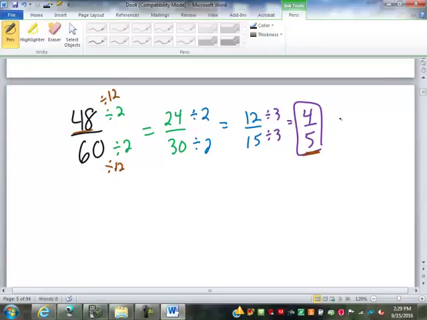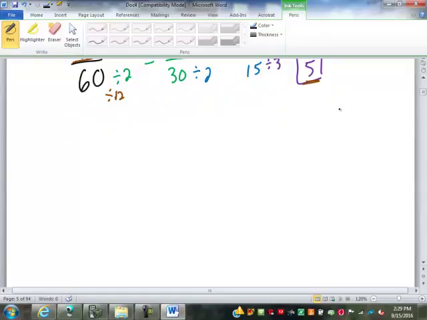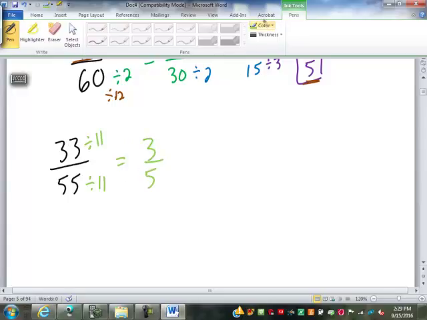as long as it divides both of them. So if we have something like 33/55, both of those can be divided by 11. Perfect. I purposely threw one in there that your divisibility rules don't really work for. 33 divided by 11 is 3. 55 divided by 11 is 5.